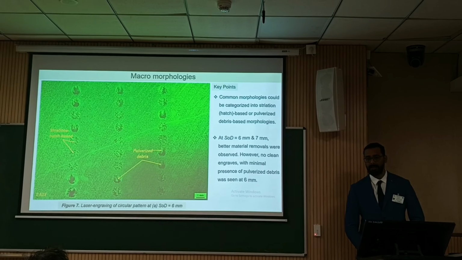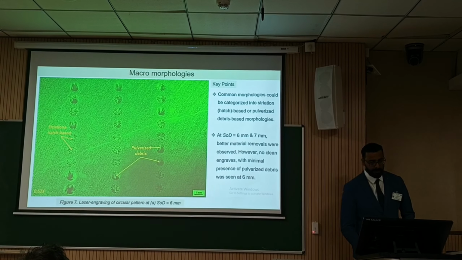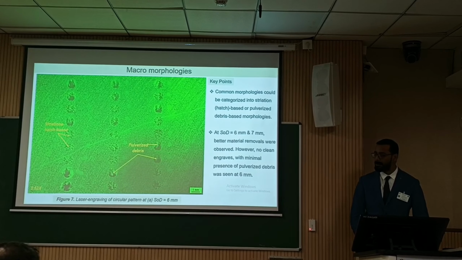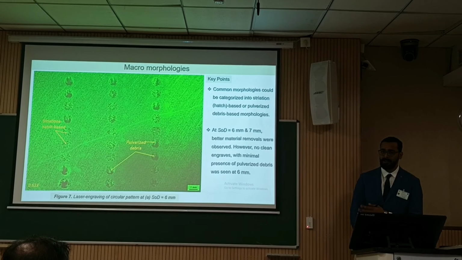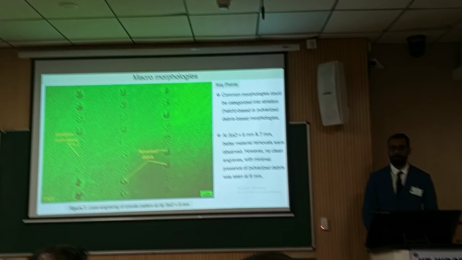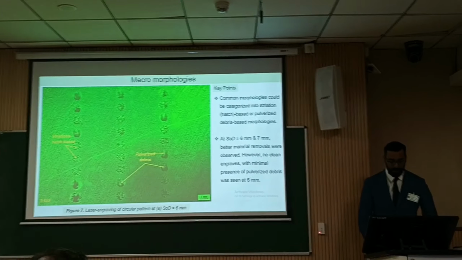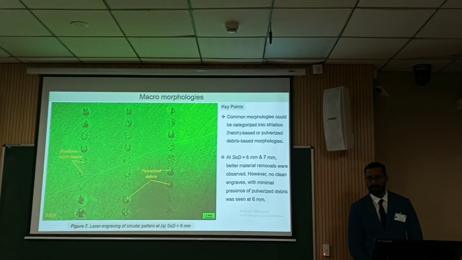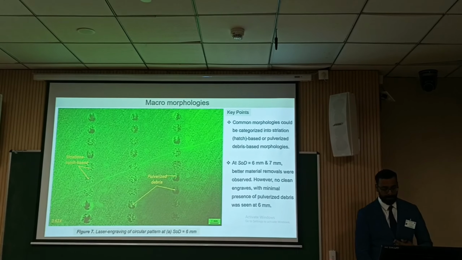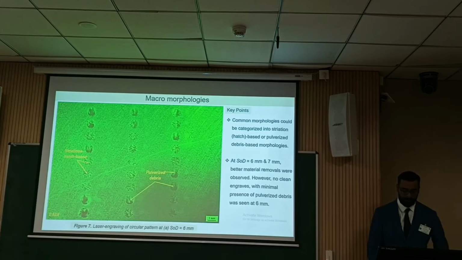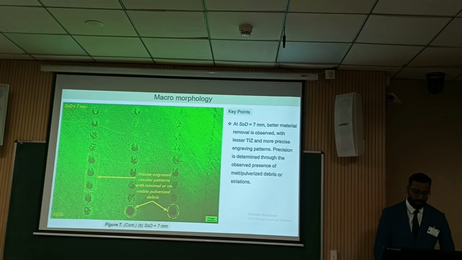Here I present my morphologies at 3 SODs. The macro morphologies, where the two common morphologies were striation-based, hatch-based patterns or the pulverized debris-based pattern. At different combinations of our input process parameters, we could see the evolution of the circular engraves following the subsequent evaporation of the pulverized debris. What we observed is that at SOD values of 6 mm and 7 mm, the best material removals were observed with minimal debris formations or the cleaner engraves.